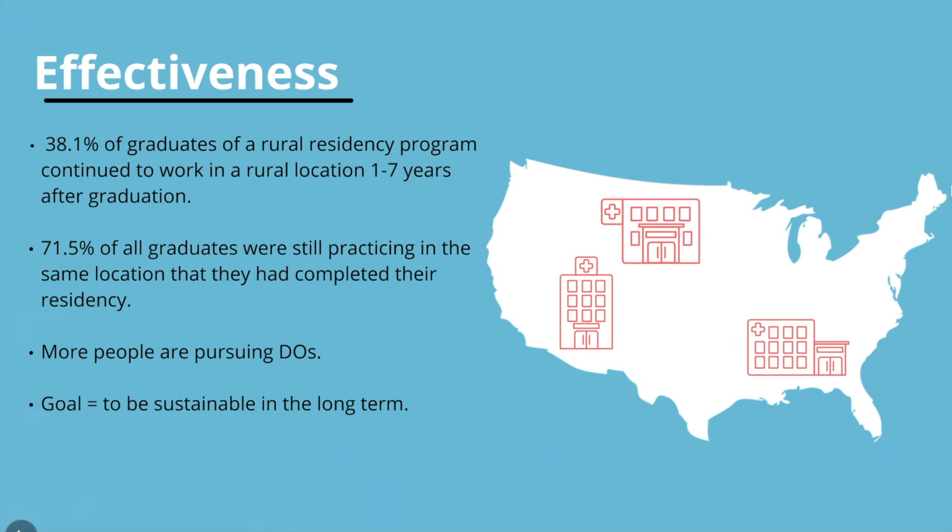Another study looked at the overall number of doctors and the distribution of residency slots, and they found that if current numbers of graduates continue, the non-metropolitan family practitioner general practitioner to population ratio will increase 17% by the year 2020. They also suggested that more people are pursuing DOs and that this will help more providers go to rural areas, since there will be an overall higher concentration of healthcare providers. There is a lower concentration of doctors in rural areas, and programs like these would bring doctors to where they are needed. Their goal is to be sustainable in the long term and continue to bring in new doctors.